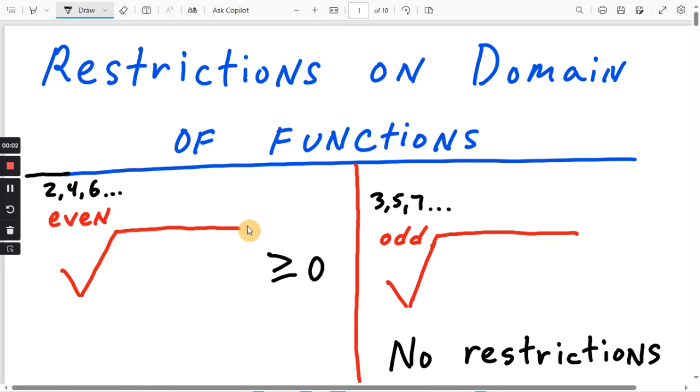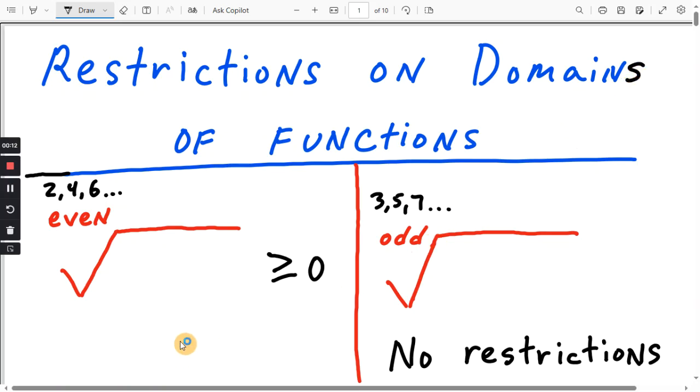All right, just a quick video here on the restrictions on the domains of functions. If you have a radical symbol and that root is even, in other words, the root is 2, 4, 6, etc., and remember the square root is root 2, then that part of the function has to be greater than or equal to 0. I'll show you an example in a moment.